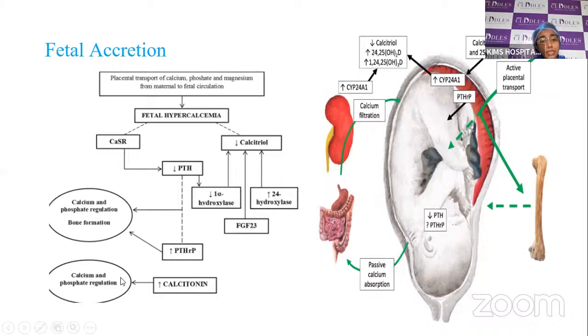Another thing is, in fetal life, calcitonin and parathyroid hormone related peptides are relatively on the higher side. So, what is the function of calcitonin? It reabsorbs calcium and phosphorus and helps in bone deposition. So, increased calcitonin causes bone deposition, decreased PTH causes calcium and phosphorus deposition in the bone, and increased parathyroid hormone related peptides also cause bone formation.